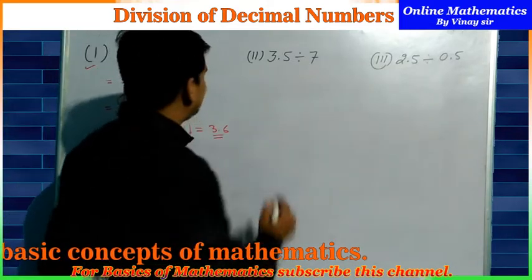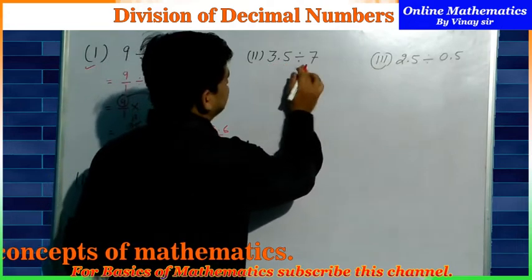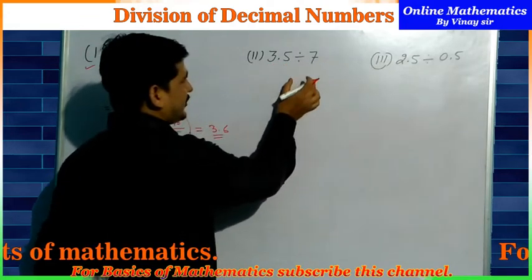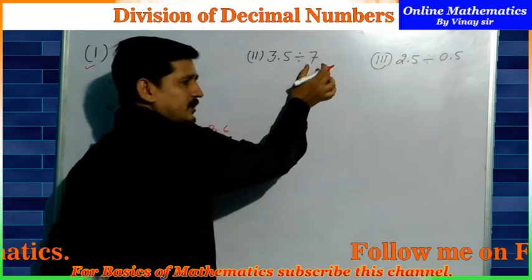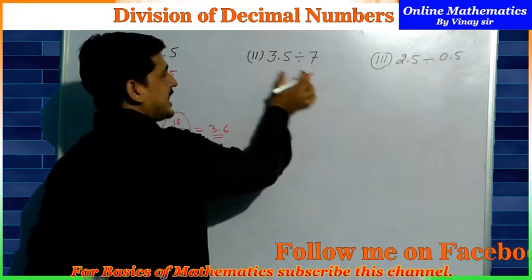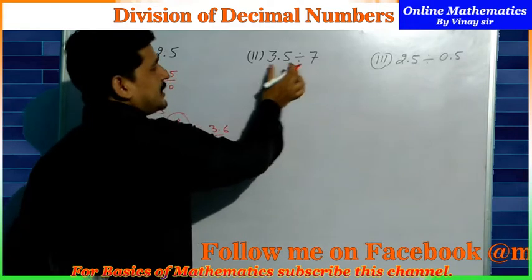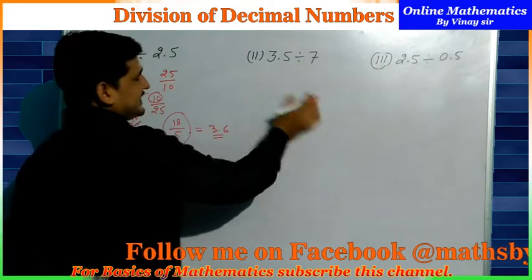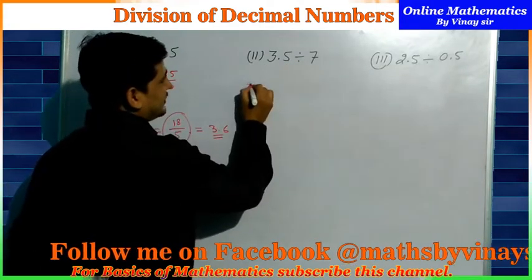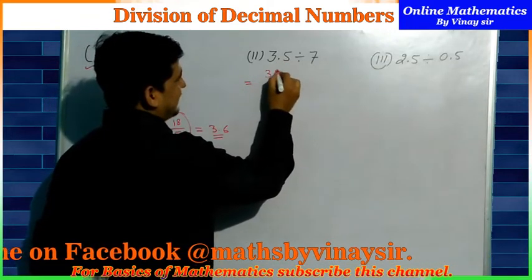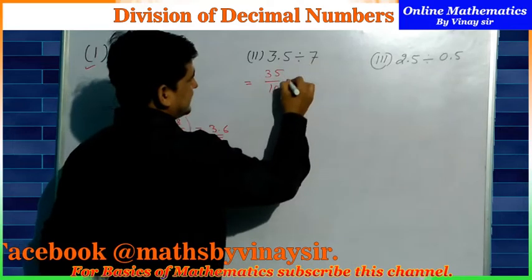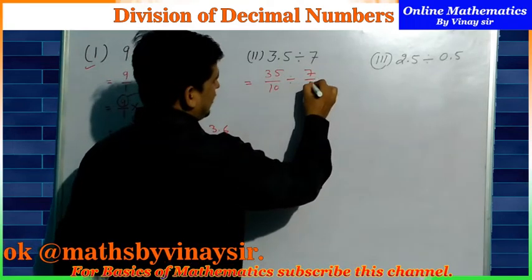Okay, so next example we have here 3.5 divided by 7. Now here the first number is in decimal form and the second number is a whole number. So here we are going to learn how we can divide a decimal number by a whole number. Simply the same procedure we have to apply here. 3.5 will be written in fraction as 35 upon 10. It is divided by 7 upon 1.